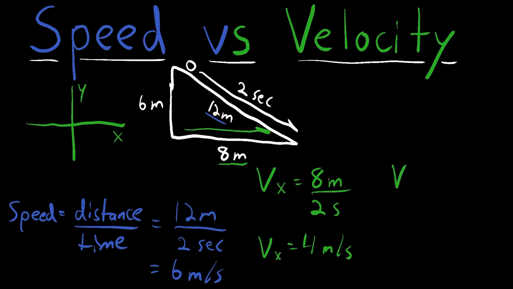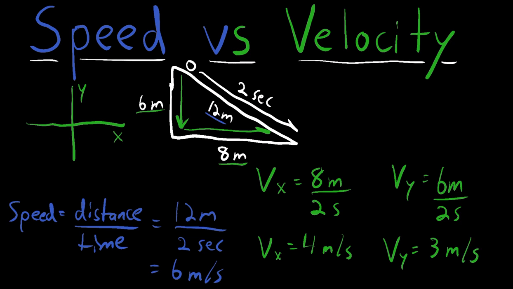Then we're going to look at the velocity in the y. How far did the marble travel in the y direction? Was our 6 meters over there. So for our distance, we have 6 meters over our time, which was 2 seconds. Velocity in the y equals 3 meters per second.